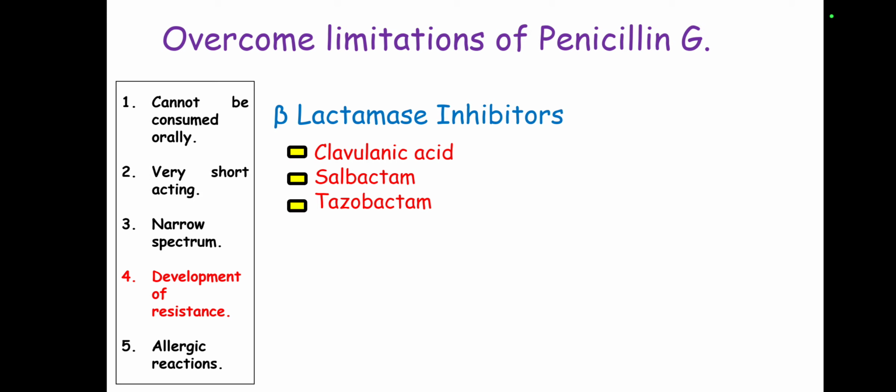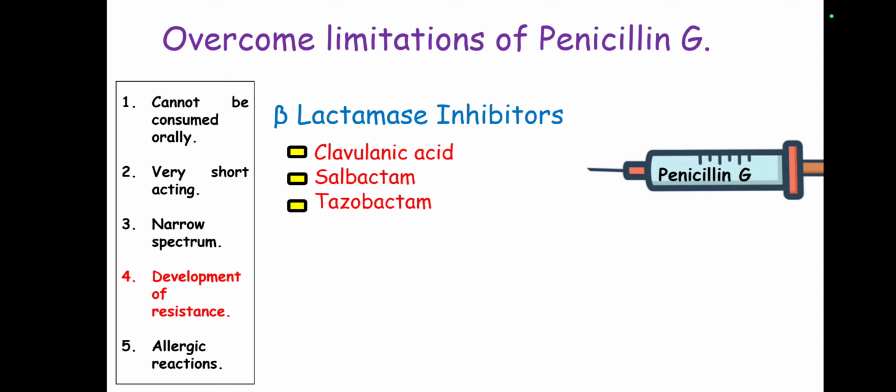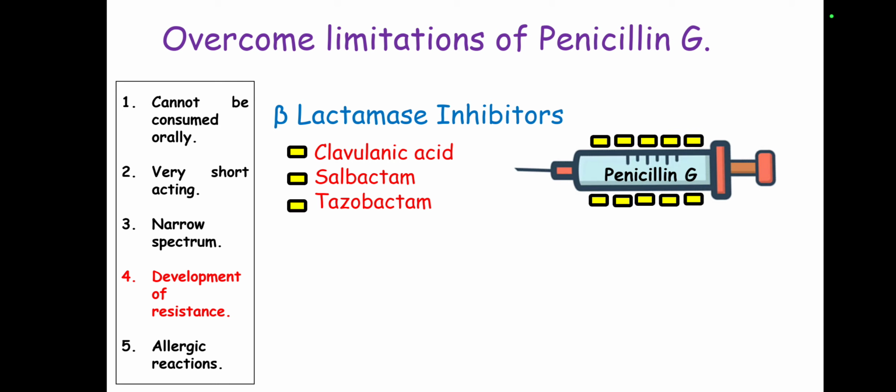See, the name only states they will inhibit beta lactamase of the bacteria, so the bacterial enzyme cannot kill the penicillin G. So obviously, for their efficacy, they should be given along with penicillin G, so that they can protect penicillin G alone. See, these beta lactamase inhibitors cannot kill the bacteria. Their work is just to protect the penicillin G, and penicillin G will be doing the work.